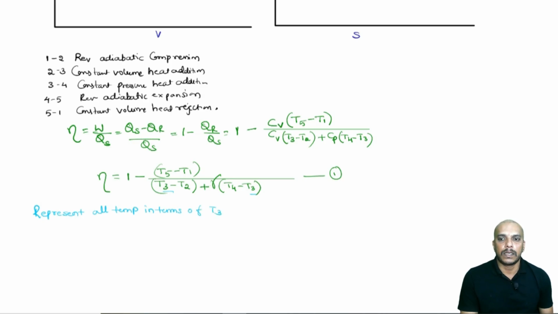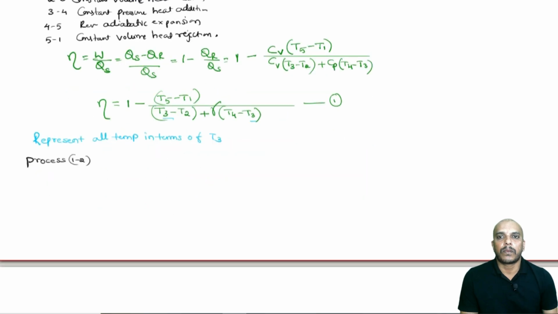Now, let us start with process 1 to 2. Now, what is process 1 to 2? So, process 1 to 2 is P1 V1 power gamma. So, that is PV power gamma is equal to constant, P2 V2 power gamma. Now, we know that we can eliminate pressure. Already we are trying to do what? Temperature in terms of compression ratio. So, I will eliminate pressure.